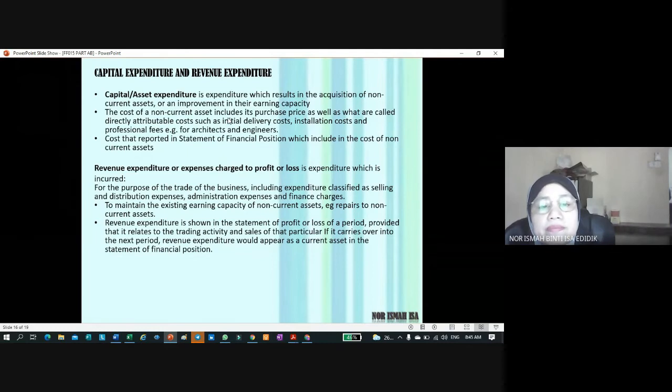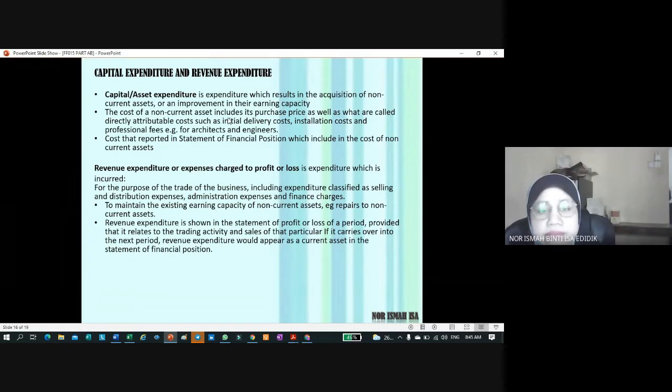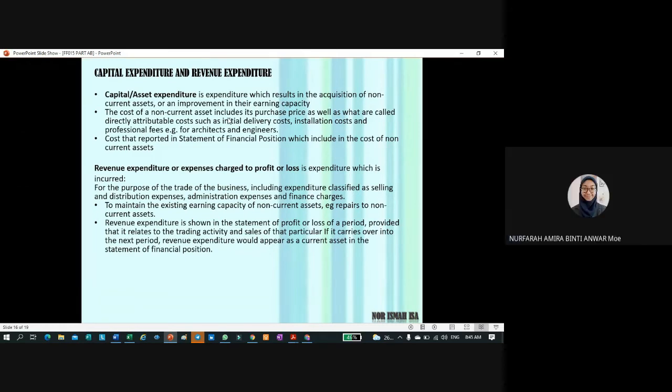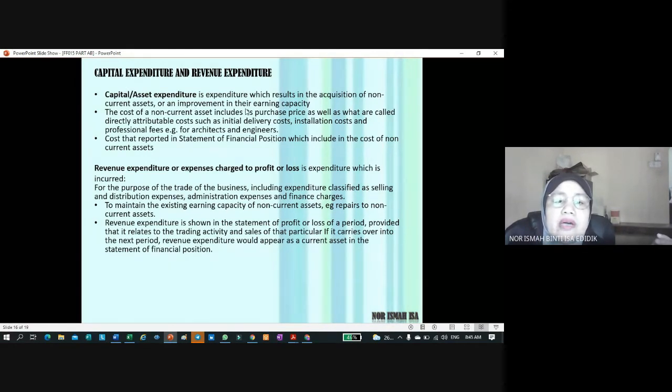Boleh faham tak? Ni dia maksudnya total semua tu kita akan letak dia under, contohnya kita beli lori. So kita letak tu under lori lah. Yes. Total. Itu masa beli ya. Ada satu lagi ya, asset expenditure is an improvement of their earning capacity.